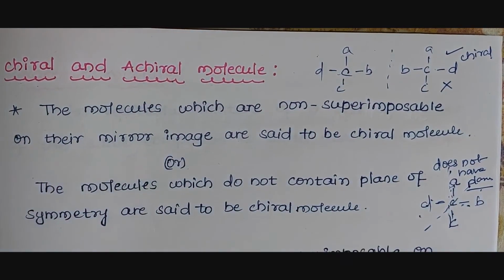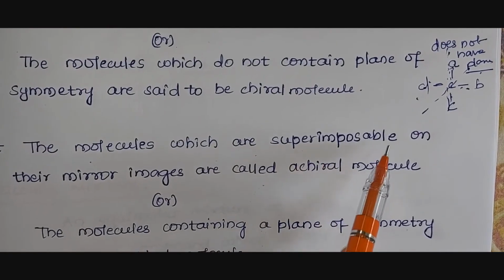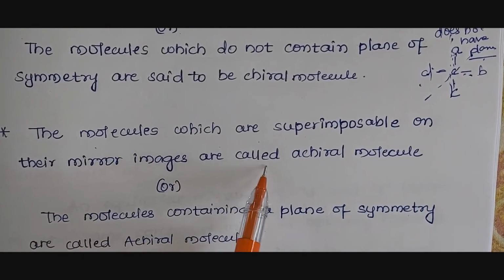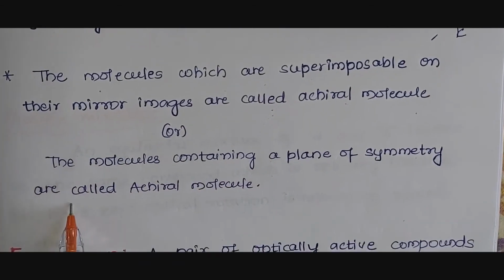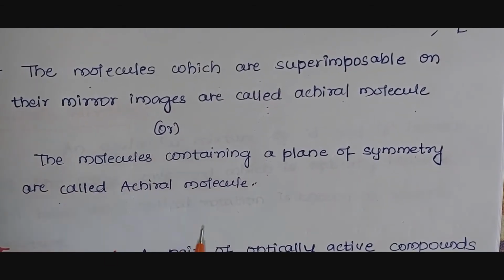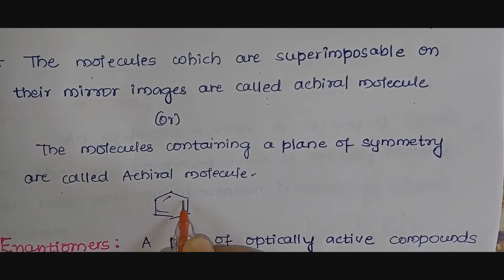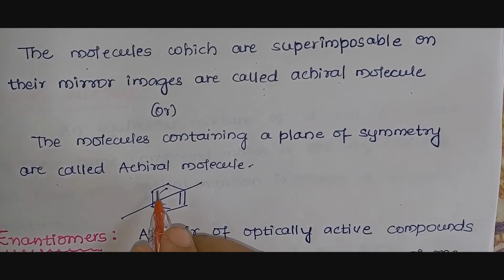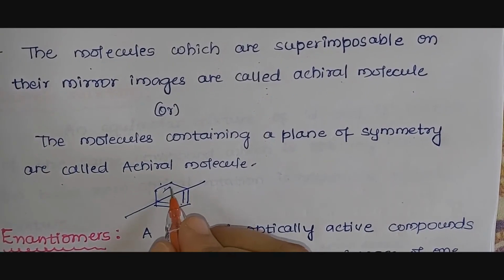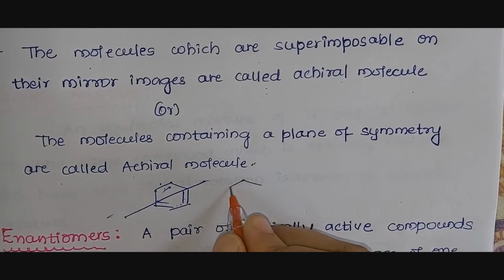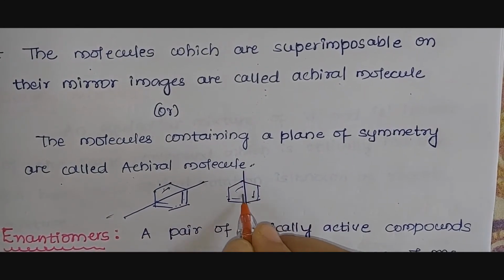Let's go to achiral. So achiral means what? Opposite to that of chiral. So the molecules which are superimposable on their mirror images are called achiral molecules, or the molecules containing a plane of symmetry are called achiral molecules. So let us take the example of the benzene ring. If you divide the benzene ring into two parts, you get equal atoms on both sides. You divide it in any way, you get equal atoms on both sides. So let us consider another way of cutting the benzene ring. It also gives equal atoms, so it is achiral.